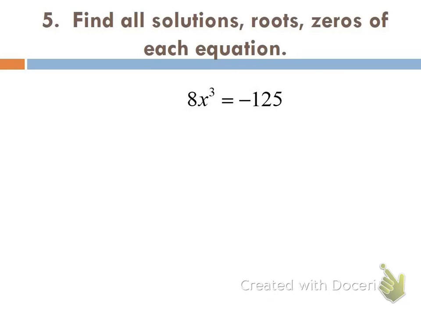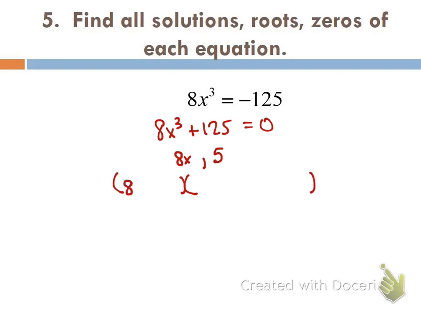So first we add the 125 to both sides. 8x cubed plus 125 is equal to 0. Remember, we find our roots. So the cube root of 8x cubed is 2x, and the cube root of 125 is 5. So we make our two parentheses. We have our small parentheses and our longer parentheses. I do 8x and 5.